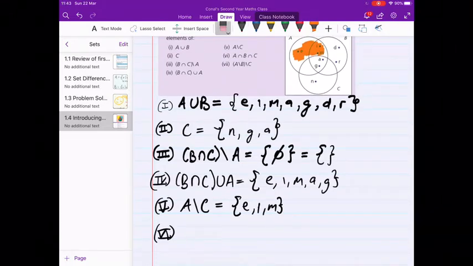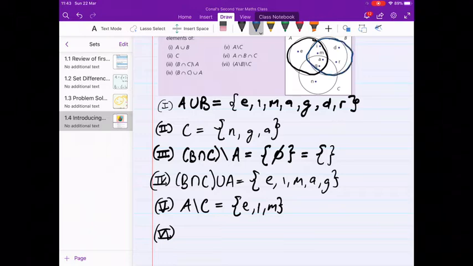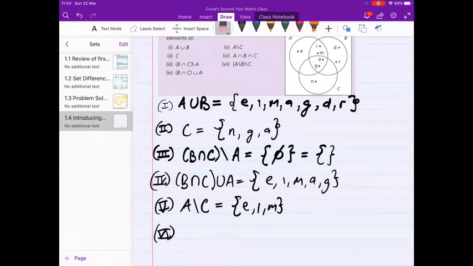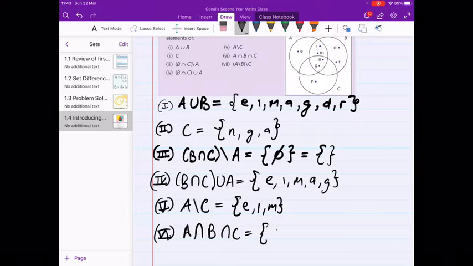Now our sixth one is A intersection B intersection C. So if we look at our diagram, where do A, B, and C intersect? Well, the only place where all three of them intersect is A and G here. So if we look at the set A is this, the set B is this, and the set C is that. The only place they all overlap is A and G in the middle there. So A and G are our elements for that. So this is A intersection B intersection C is equal to A and G.